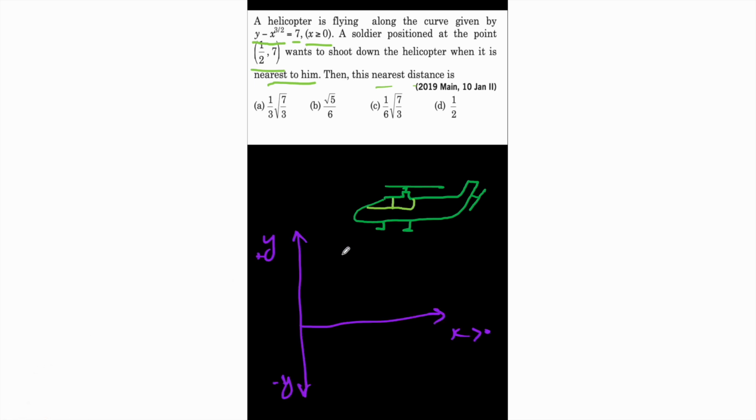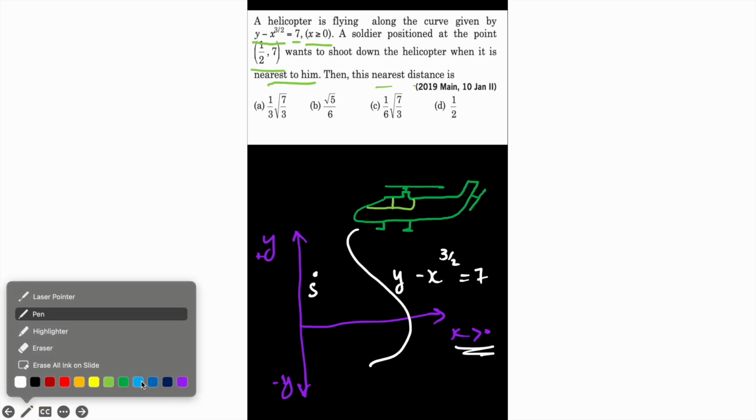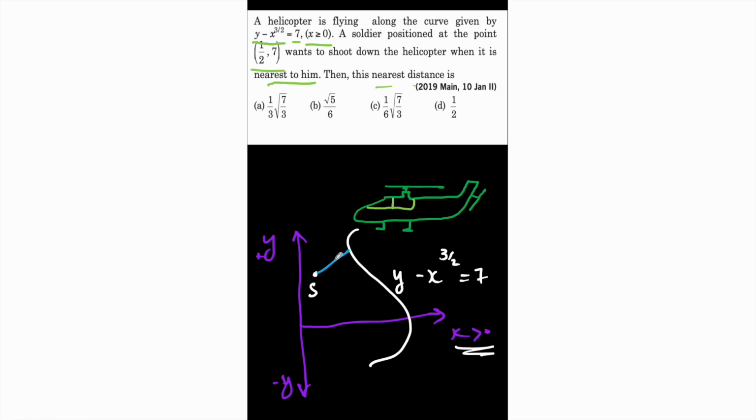Okay, let's see. The helicopter is following a curve. The path of this helicopter is a curve given by y minus x raised to 3 by 2 is equal to 7, and x is greater than 0. There is a soldier waiting at this location. He wants to shoot this helicopter when it comes nearest to him. The helicopter could be at different distances, could be at this distance, could be this, and the soldier wants to shoot it down when the distance is minimum.